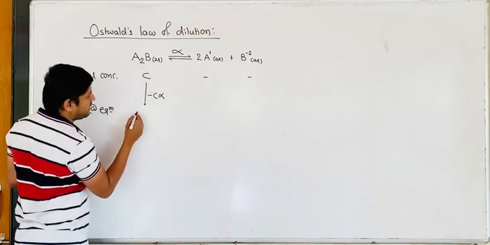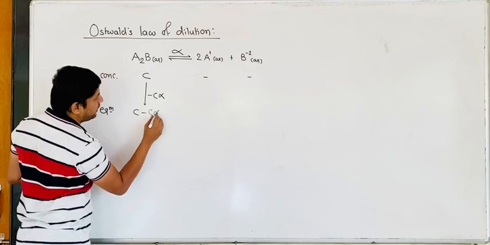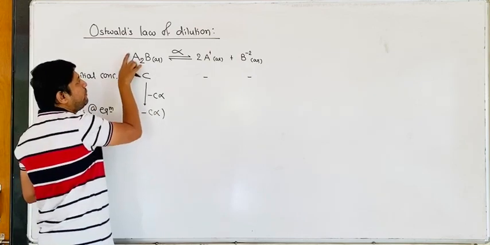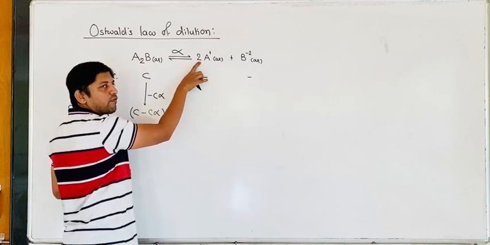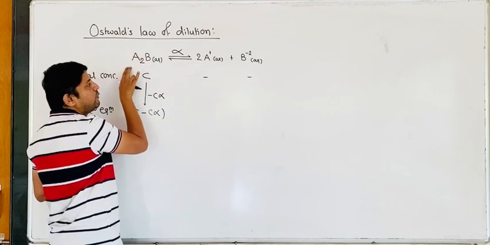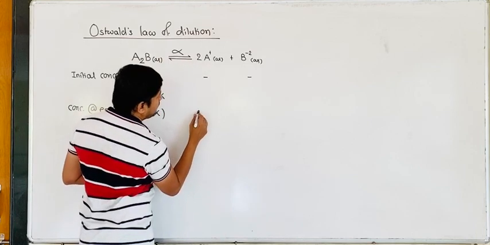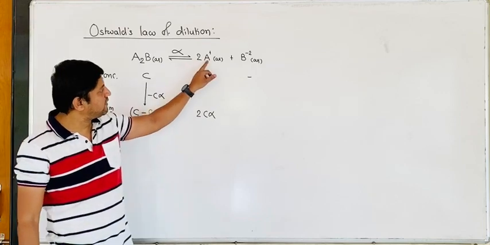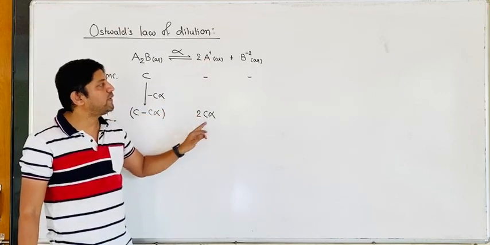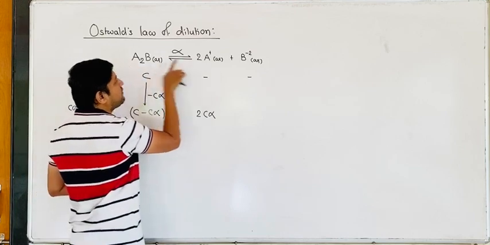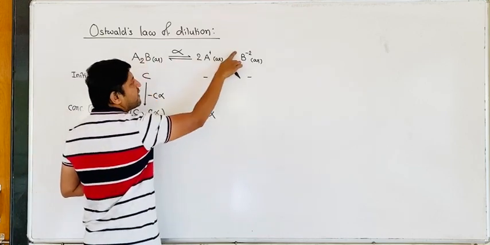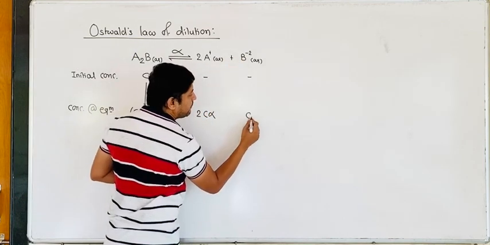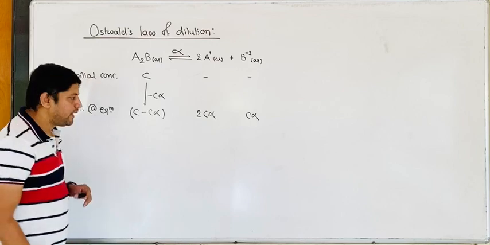Amount of A2B remained in solution is initial minus dissociated, C minus Cα. When 1 mole of A2B is dissociated, 2 moles of A+ are formed. When Cα is consumed, twice Cα is formed. So concentration of A+ ions at equilibrium is now twice Cα. Hence stoichiometry of this salt and B minus 2 ions is 1:1. When Cα is consumed, Cα is formed.